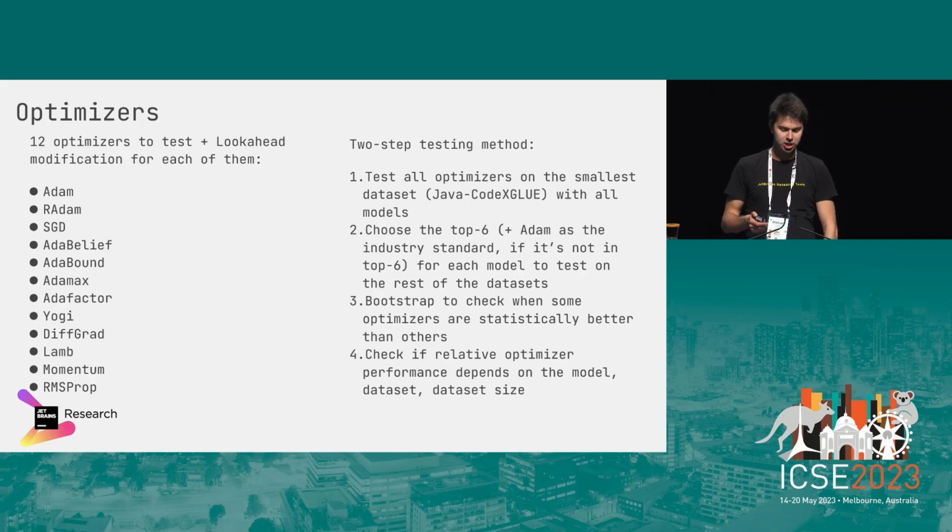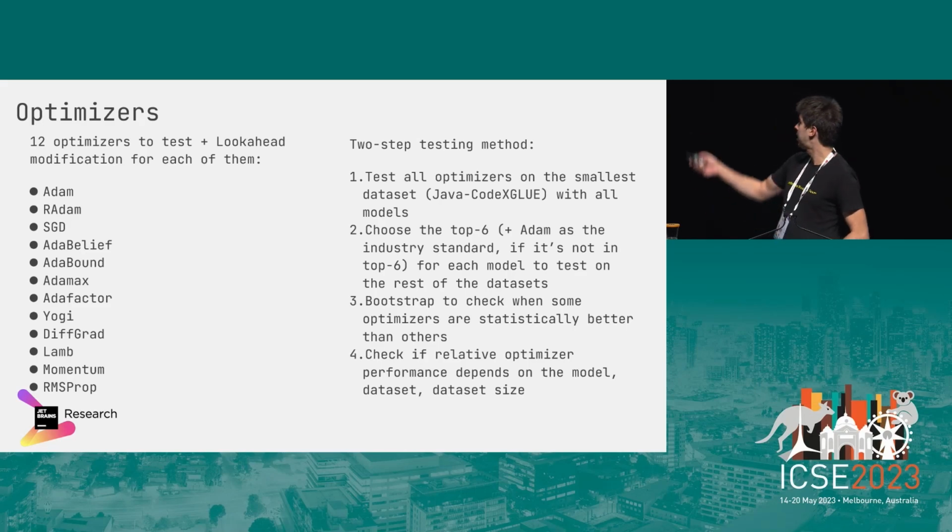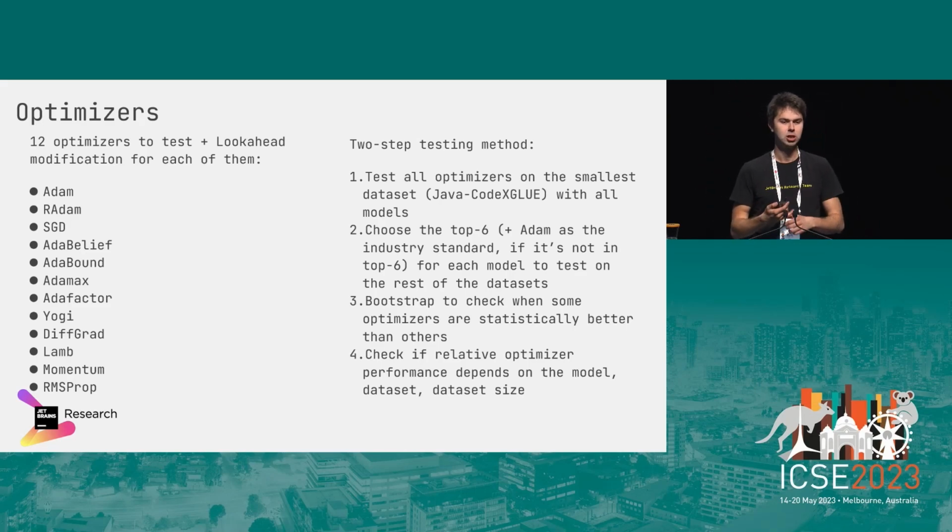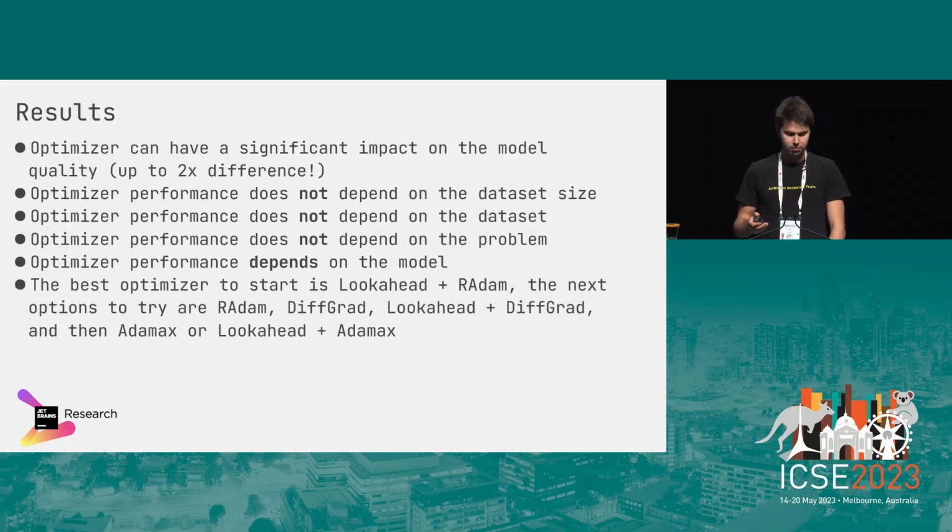And to further manage the computational costs, we use this two-step testing method. We first test all optimizers on the smallest dataset available, and then we test the top performing optimizers on the rest of the datasets. We find that of all the factors we consider, the only factor which really affects the relative optimizer performance is the choice of model, for example, CodeGNN versus code2seq. The rest of the factors don't. We also find that optimizer performance can have a significant impact on the model quality.